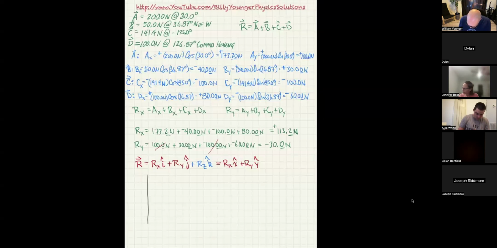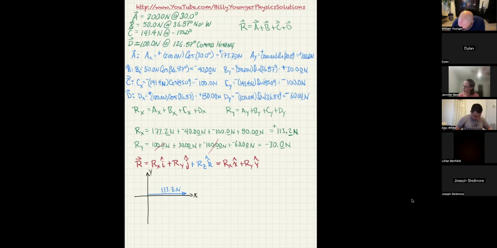So there's my y-axis, say. And there's my x-axis, say. Now, what I have is an x component that's 113.2. So I'm going to draw a vector that represents 113.2 newtons. And then it has a y component that is negative 30 newtons.